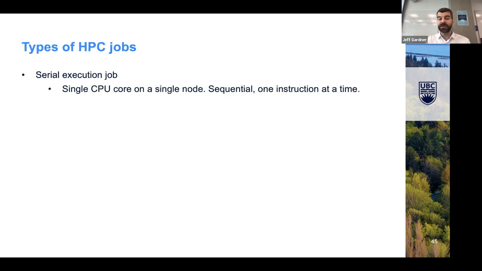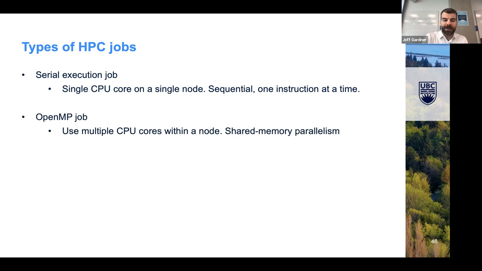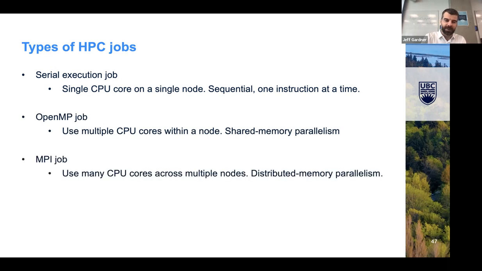Types of HPC jobs: a serial execution job. This is just using one single CPU core on a single node. These are sequential, one instruction at a time CPU jobs. Then there are OpenMP jobs and MPI jobs, for message passing interface. These are parallel computing jobs, really taking advantage of the cluster architecture of an HPC system.